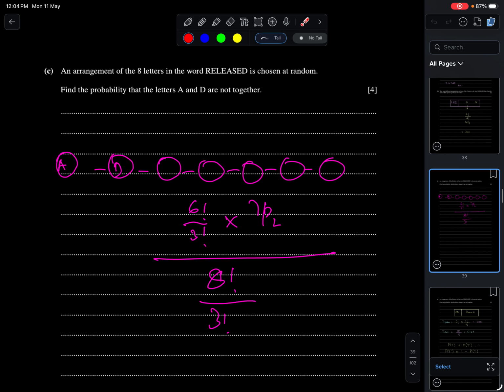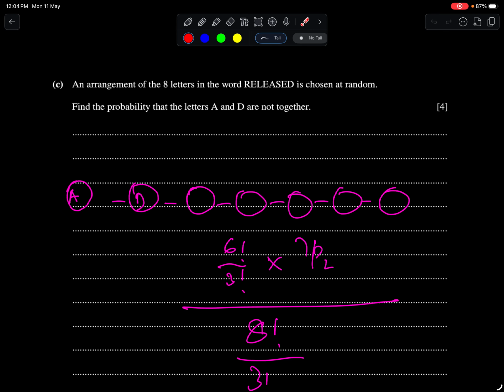Where do we use the spaces method? An arrangement of 8 letters in the word release is chosen at random. Find the probability that the letters A and D are not together. By the way, you can solve this question with the box method as well, because they are talking about exactly 2 letters. But what if they are talking about 3 letters, A, D and S? Then never use the box method. Always use the spaces method. I use the spaces method here.